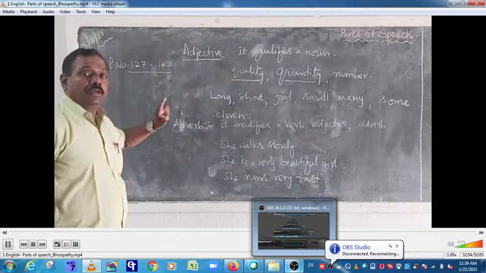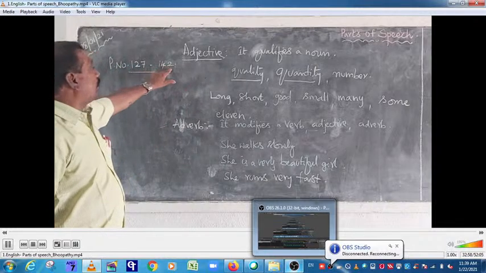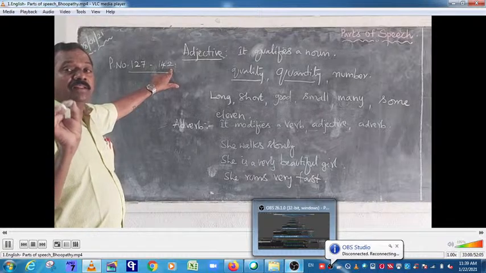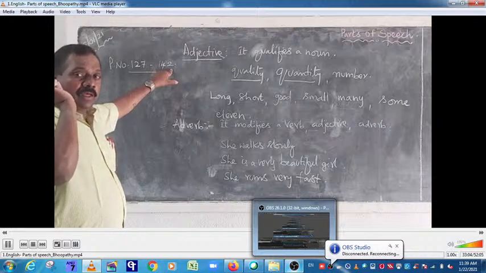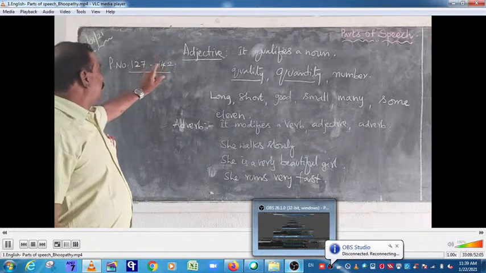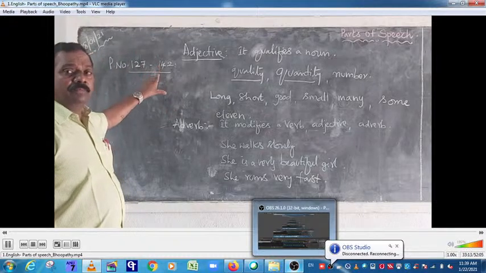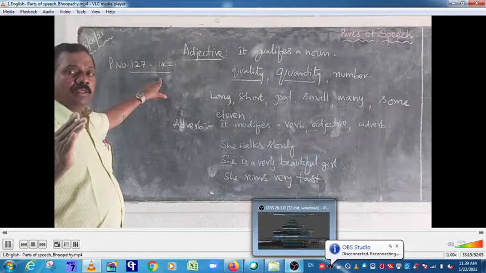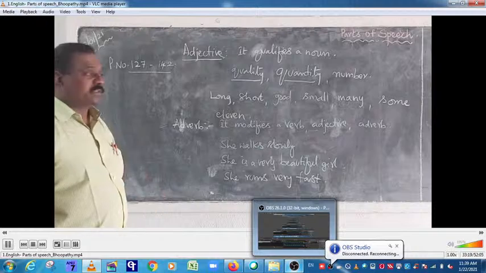In our intermediate textbook, from page number 127 to 142, you can find the parts of speech, detailed notes and skills. There will be a very simple exercise at the end of the chapter, maybe on page number 141 and 142. If you are able to do them, certainly you are really well versed with the parts of speech.